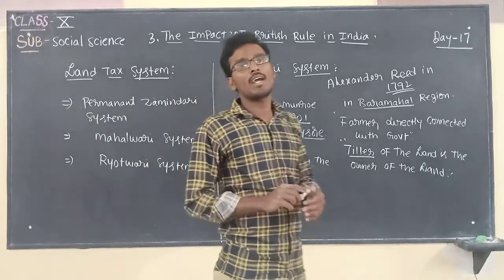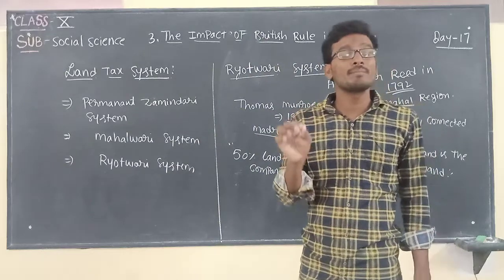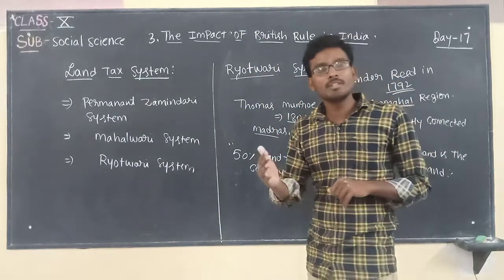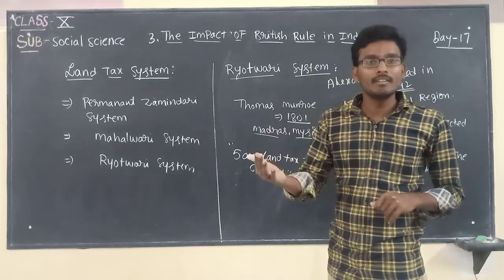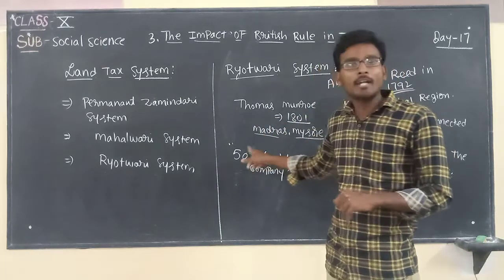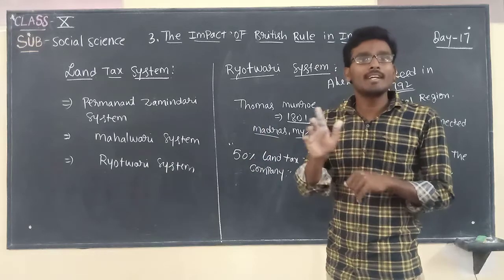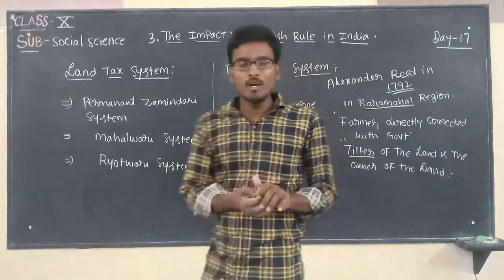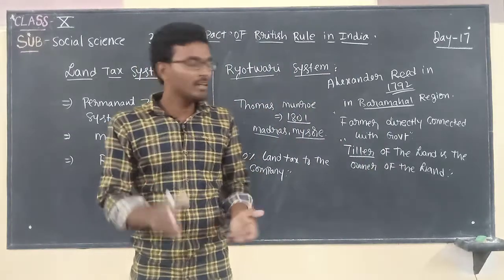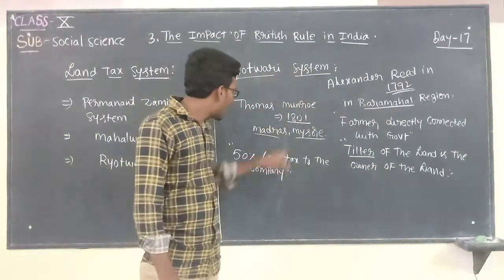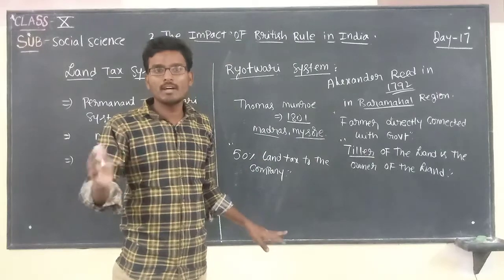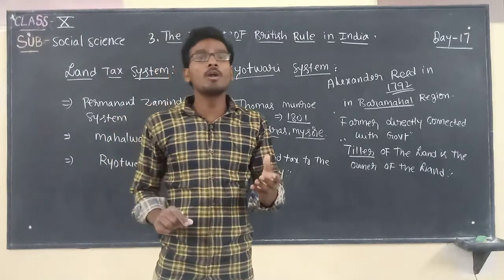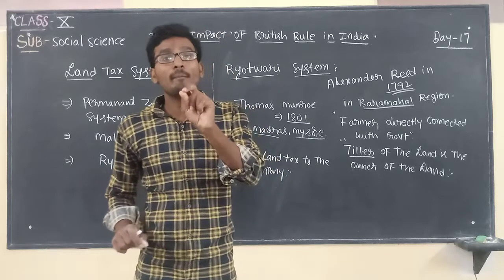Due to this, the farmers suffered a lot. Why? Because sometimes crops fail, but the farmer has to pay tax. At that time, how will farmers pay tax? Children, here production is less, but according to this system, the farmer has to pay 50% of land tax. At that time, the farmers will borrow money from the money lenders.